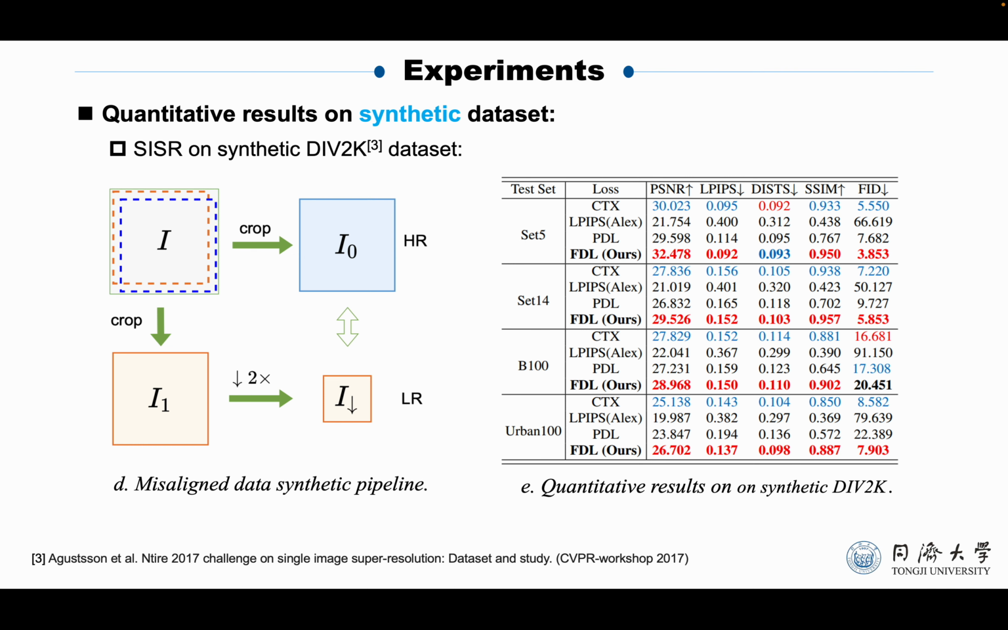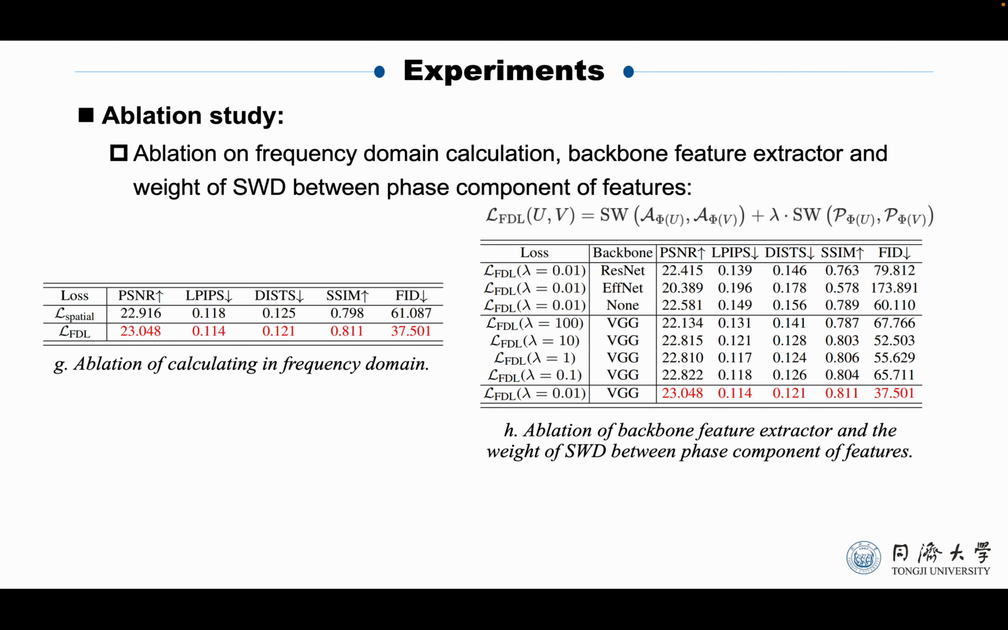Here is the ablation experiment of FDL, as shown in this table. Calculating the sliced Wasserstein distance between frequency components of image features has significantly better performance than calculating SWD in the spatial domain of image features. This result is in line with the observation of our one-dimensional toy experiment.